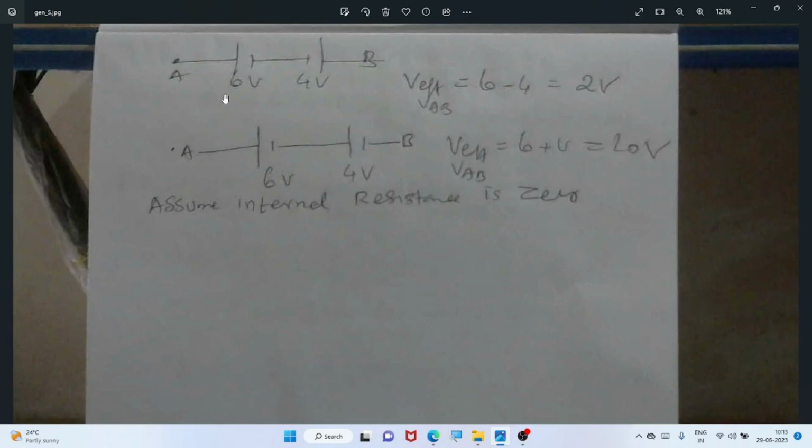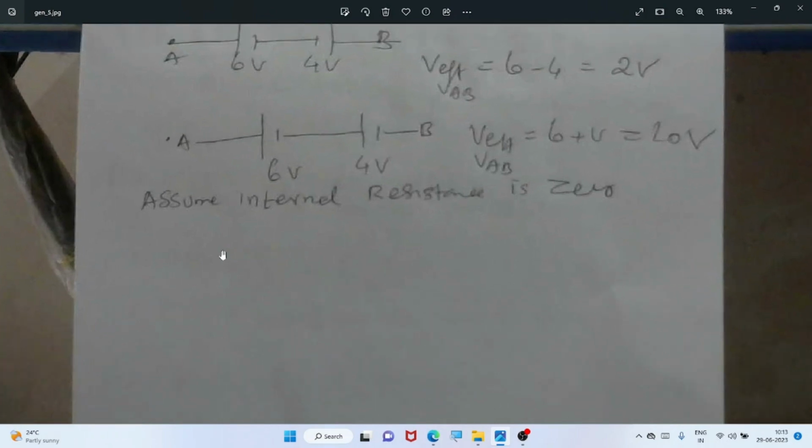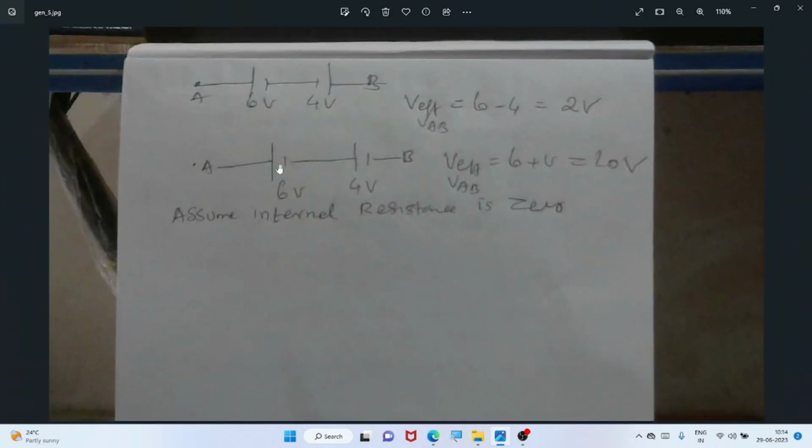When you connect two voltage sources, batteries, in series in opposite ways, that is with the negative connected, the resultant voltage will be 6 minus 4, that is 2 volts. But if you connect positive to negative in series, the resultant voltage will be 10 volts. Here we assume that the battery's internal resistance is 0.